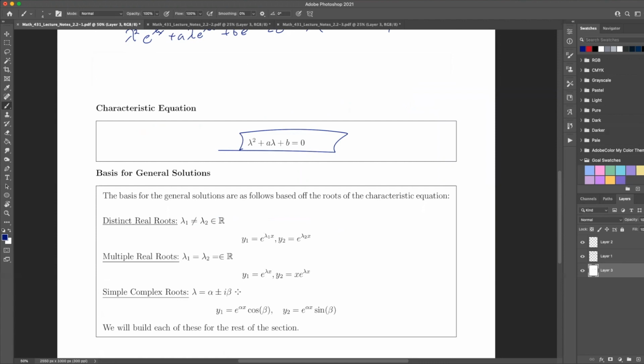Here, if I get the same solution, I'm going to show that in order to get two unique solutions, we'll introduce this x. There's other ways of showing this, but you're going to just kind of take it on faith. And here, if I get complex solutions, I'm going to convert this into cosine and sine. Okay, so let's build each of these in the following sections.